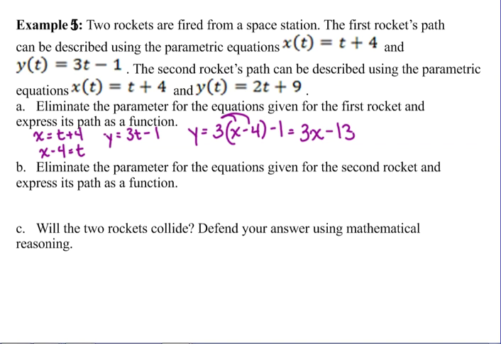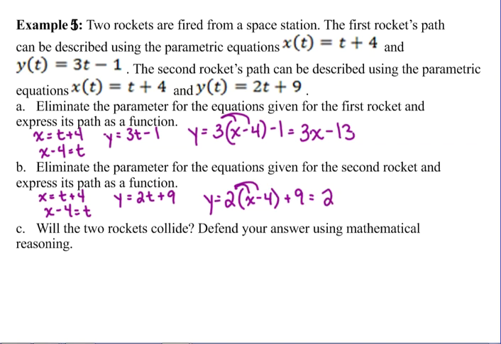Part B asks us to do the same thing for the second rocket. Well, for the second rocket, the x component is the same. So I'm going to solve the x component for t. I should get the same result because it was the same equation, and plug it in to the y. So this time when we distribute, we get 2x minus 8 plus 9, so 2x plus 1. So these are the 2 equations for the rockets in function or rectangular form.